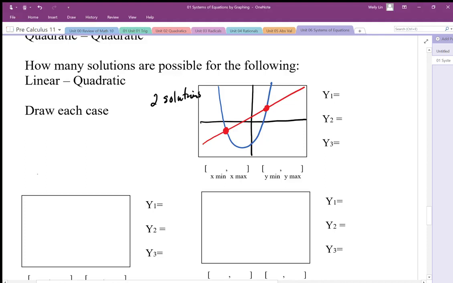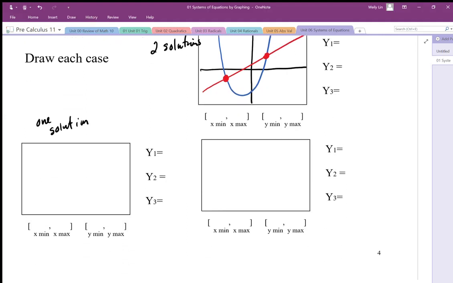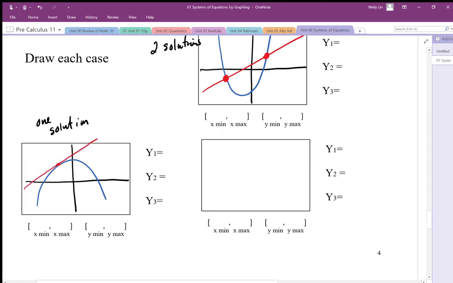Now, is it possible to have 1 solution? We can draw a few different cases. A 1 solution case is when we have our quadratic, which I can draw upside down in this case, and we have a linear function, and it just touches there. That is a 1 solution situation. So it is possible that a linear quadratic system can generate 1 solution.